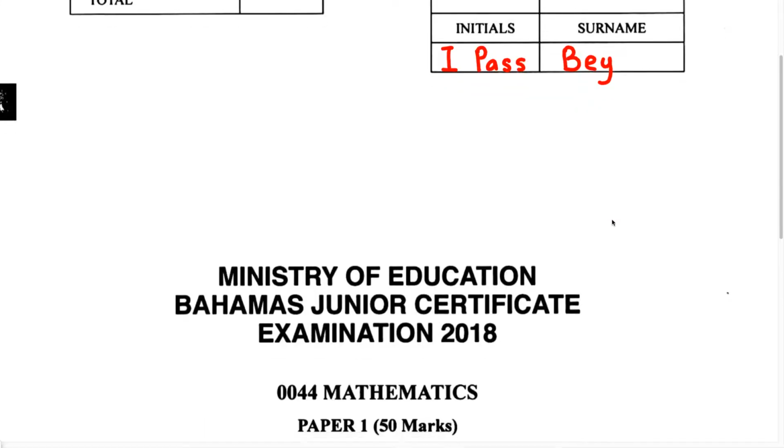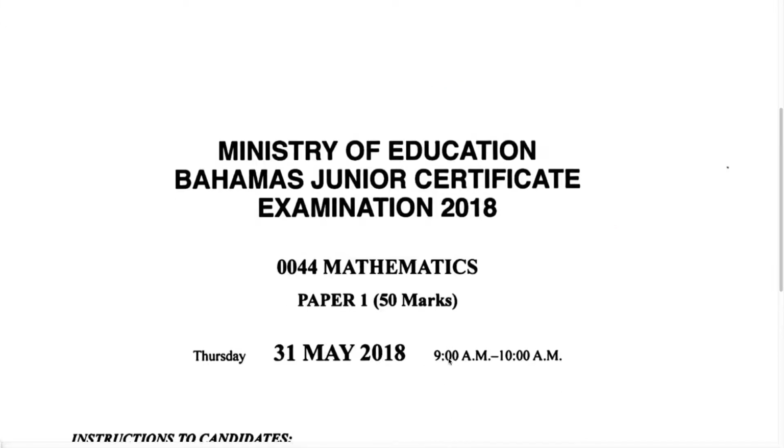Now notice that the time for this exam is from 9 o'clock a.m. to 10 o'clock a.m., which means you have 1 hour. So anytime you're doing the exam, it's very important to always be keeping track of the time. So you have 1 hour to complete this exam. Let's begin.